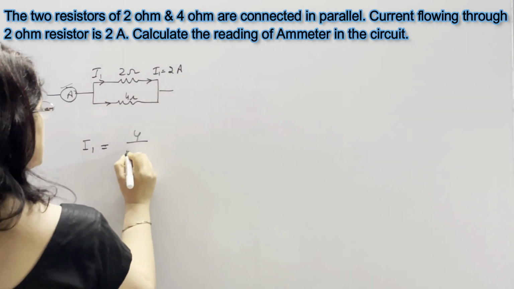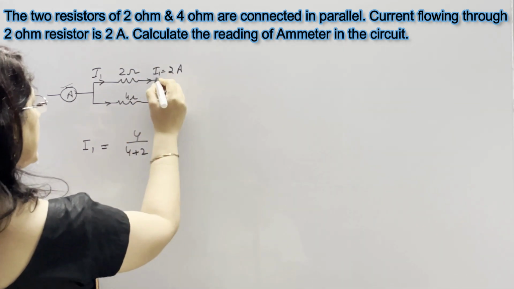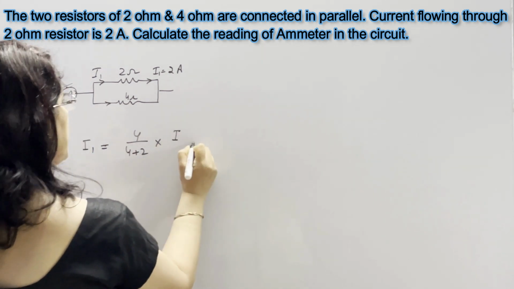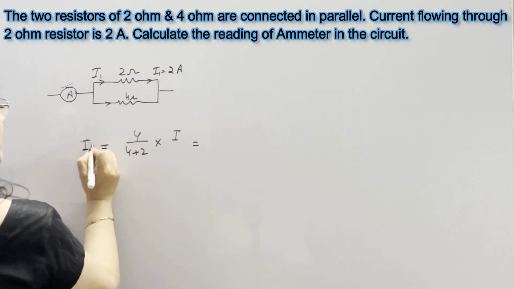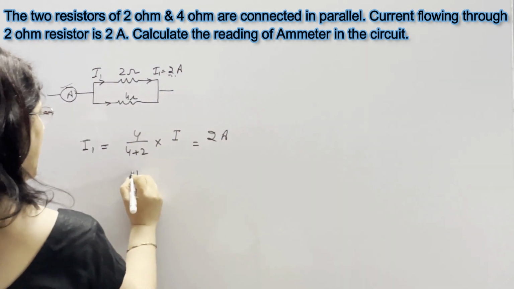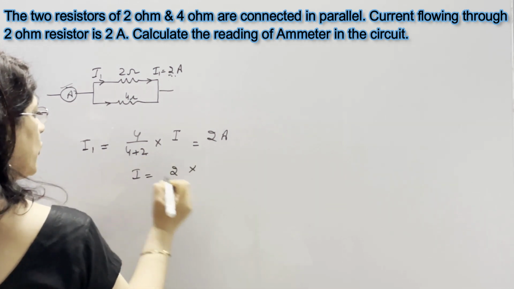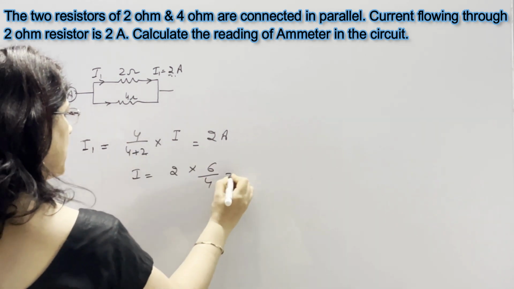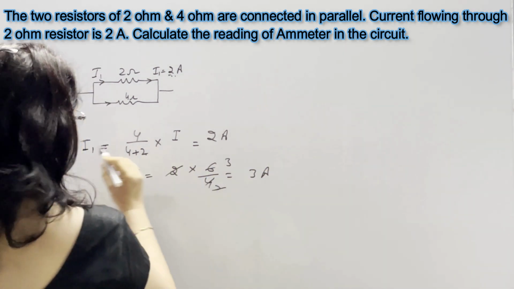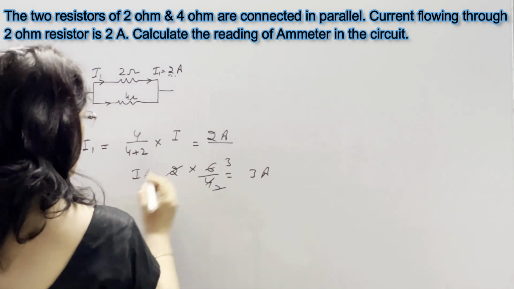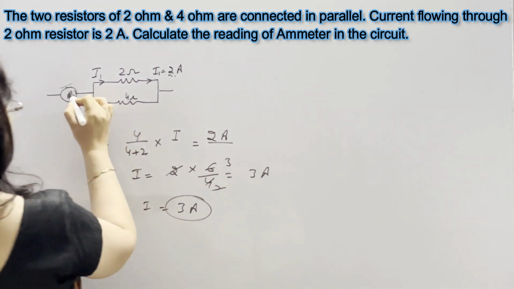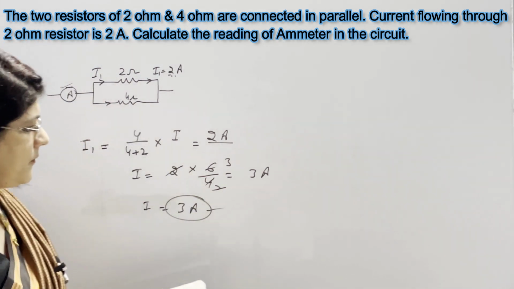Then total resistance is 4 plus 2 ohm. And total current in the circuit, here we don't know, so we take it as I. But the branch current I1 carrying this current, we know that it is 2 ampere. So I1 is equal to I into 4 upon 4 plus 2, which gives I equal to 2 into 6 upon 4, so 2, 2, 4 and then 3. So 3 ampere. If this I1 current is 2 ampere, then the total current in the circuit I is equal to 3 ampere. It means the reading of the ammeter is 3 ampere.